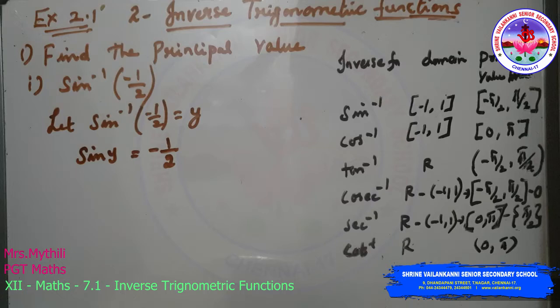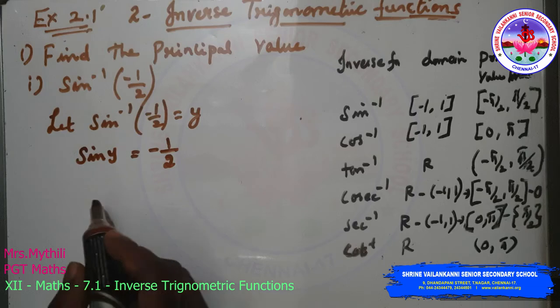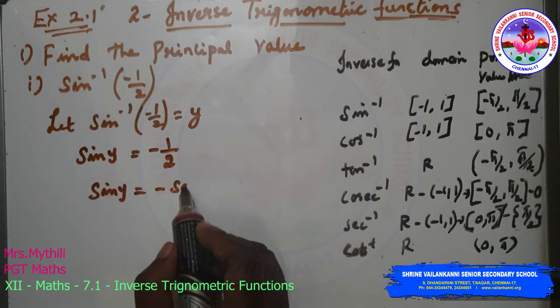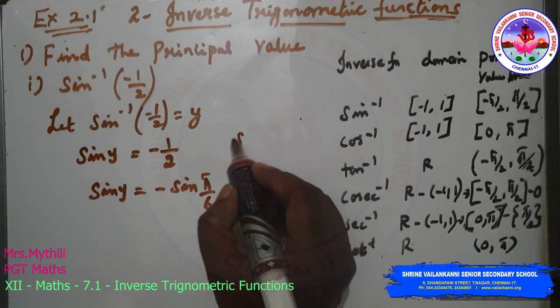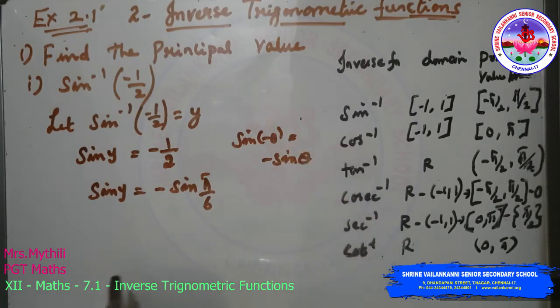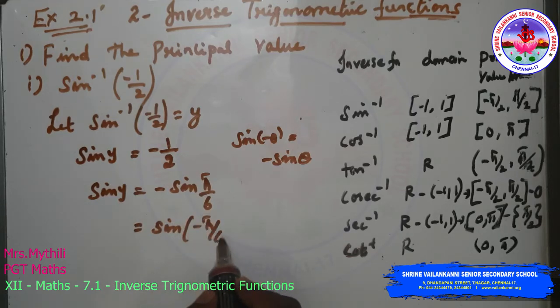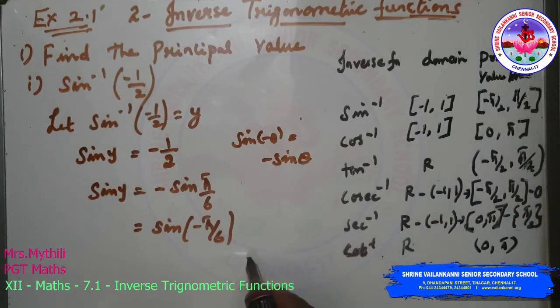Using the trigonometric values, sine pi by 6 is half. So writing this as sine y, which is equal to minus of sine pi by 6. Sine of minus theta is minus sine theta. So we are writing this as sine of minus pi by 6. The principal value branch of sine inverse is minus pi by 2 to pi by 2.